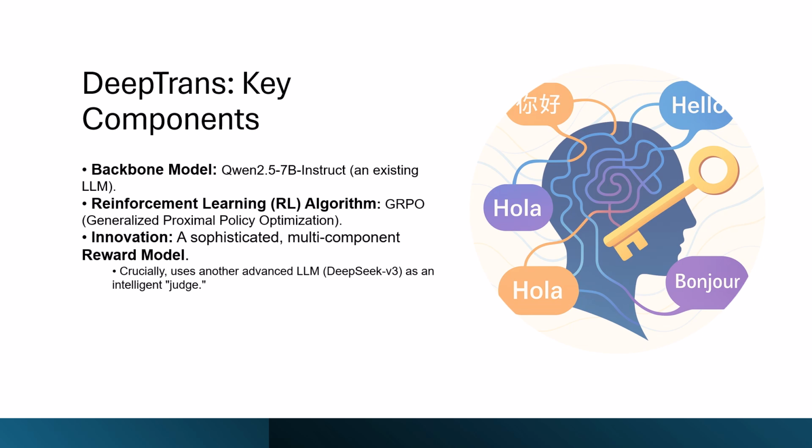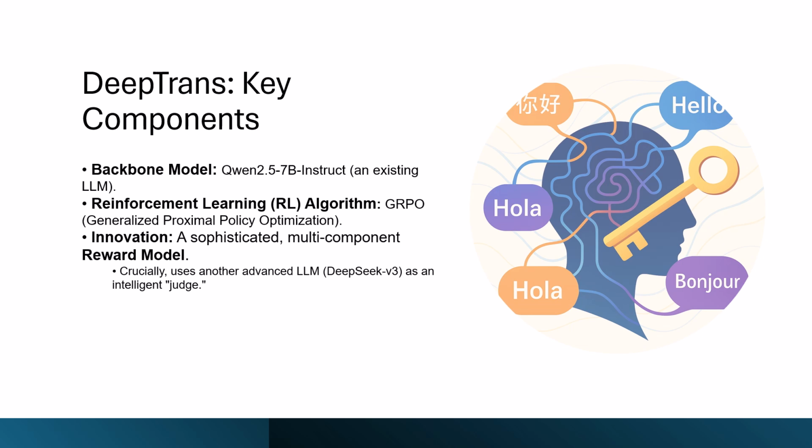So the key components: under the hood, DeepTrans is built on the Qwen 2.5 7B Instruct model as the foundation. For the learning process, it uses an RL algorithm called GRPO, but the real innovation is the reward model it uses. DeepTrans also uses another powerful LLM called DeepSeek version 3. DeepSeek V3 acts as an intelligent judge, evaluating the quality of both the thought process and the final translation.